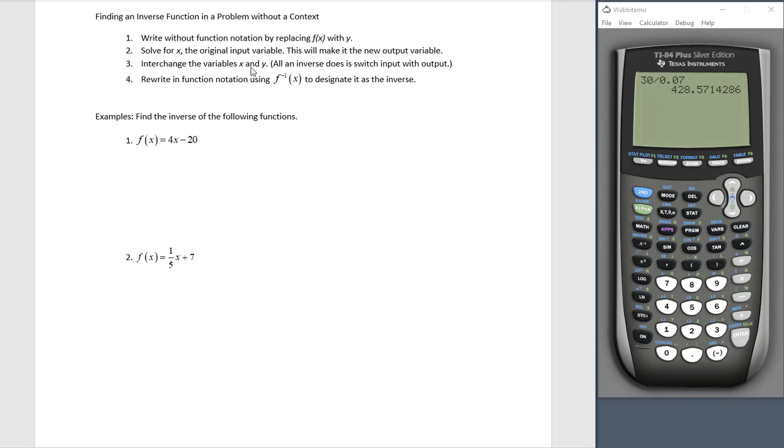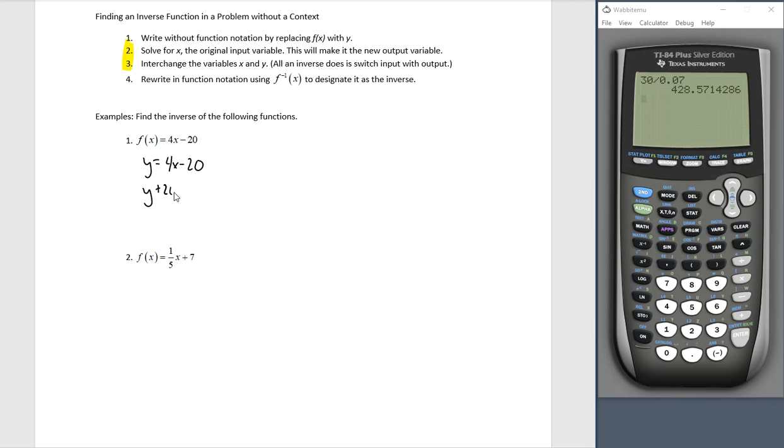Then we're going to interchange x and y, and I'll be honest with you, sometimes I do these two steps in the opposite order, and it just kind of depends on which textbook I'm using, which course I'm teaching. 2 and 3 can be interchangeable there in our steps, but we always want to start with rewriting it as a y equals equation. And then I'm going to solve for x. So I'm going to use these steps because those are the ones written down in this lecture.